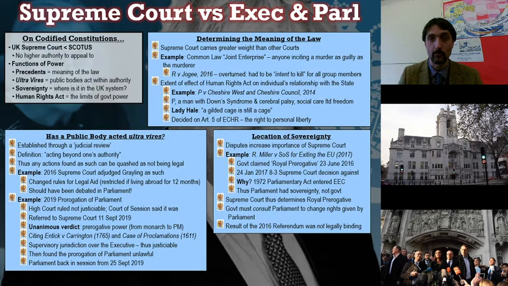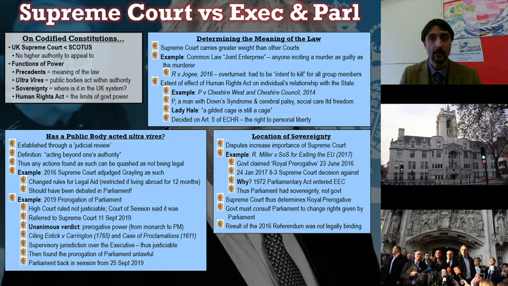Let's use an example to prove the point. Now, this is in the textbook because it took place in 2017. It is the case of R Miller versus the Secretary of State for exiting the EU in 2017. The government claimed, immediately following the decision of the referendum on the 23rd of June 2016, royal prerogative. That is, they had the ability to negotiate treaties and to negotiate the exit of those treaties without recourse to Parliament. They could do as they wished.